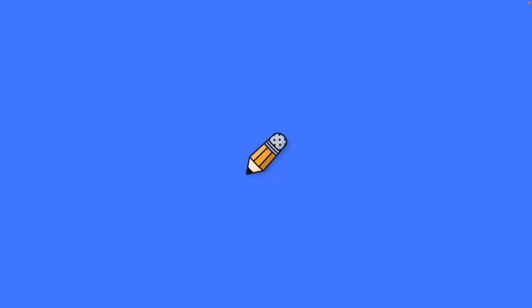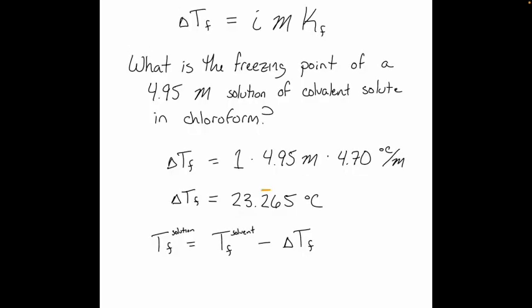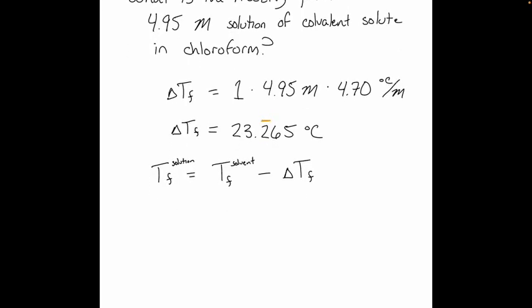Yes. All right, so I'm going to take my negative 63.5. I'm going to then subtract 23.265. All right, I'm going to be good with my sig figs. They're all lined up in the same place.